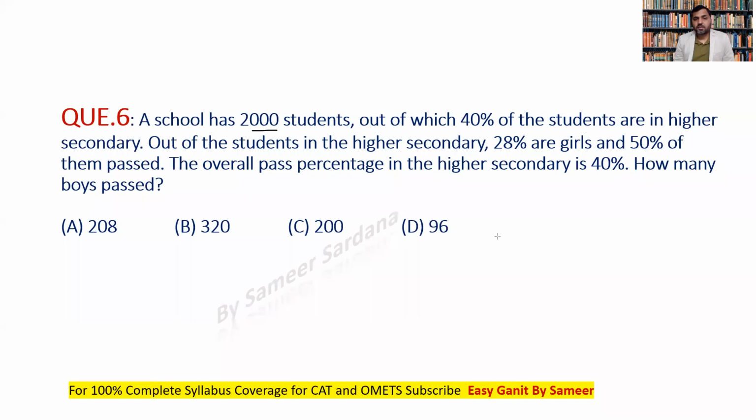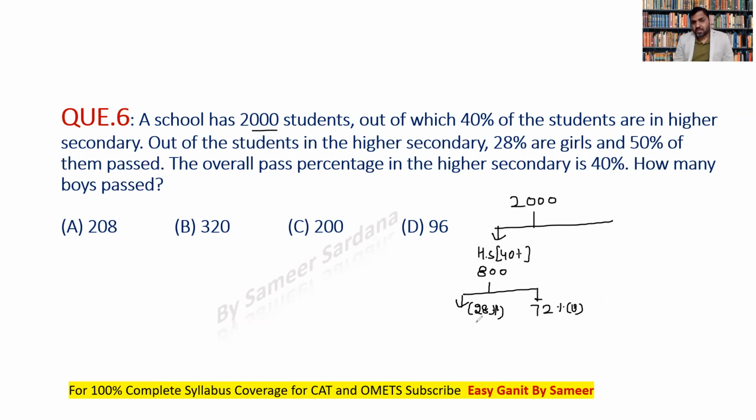So guys, we have total 2,000 students, right? Total number of students that we have is equal to 2,000. Out of which 40% of students are in higher secondary. That means 40% of 2,000 will be 800, right? 800 are the number of students that we have in higher secondary. Out of the students in the higher secondary, 28% are girls and 50% of them pass, right? So out of these 800 students, we have 28% girls. So can I say that if 28% are girls, then the rest 72% will be the boys, right?